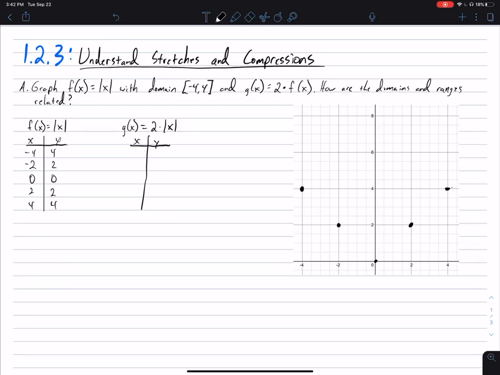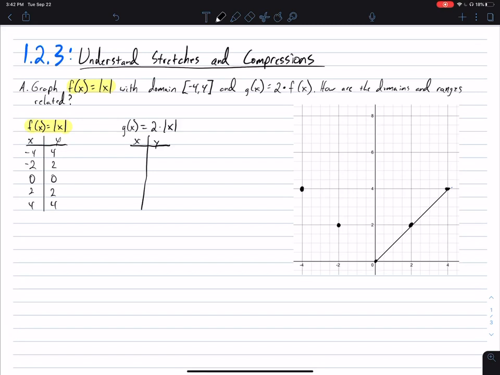Here we're going to look at 1.2.3, understand stretches and compressions, part A. So we're told to graph f of x equals the absolute value of x, which I've got the chart here, with a domain of -4, 4, which is why I picked -4 to -2, 0, 2, and 4. And then g of x, which is 2 times the f of x, and how are the domains and ranges related. So for here, the -4, -2, 0, 2, 4, I plugged each of those x values into the absolute value function and then got my results, and then I've plotted them over here.